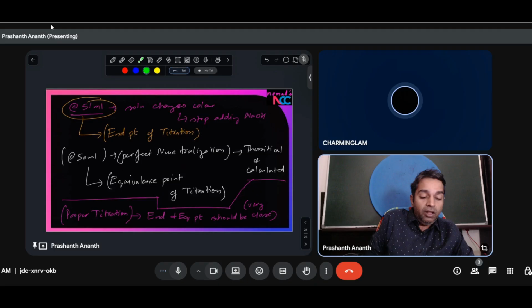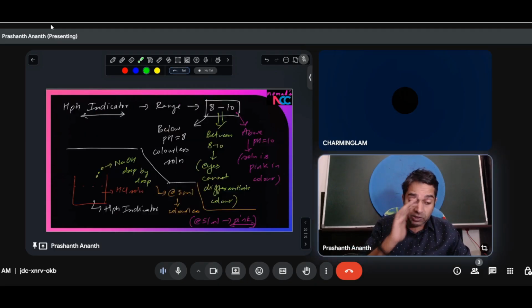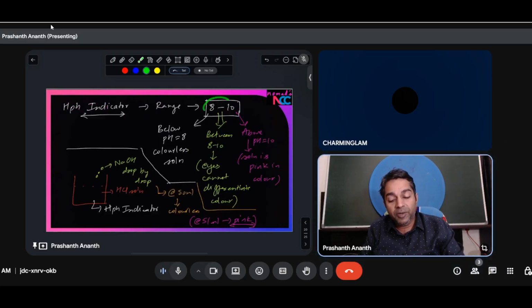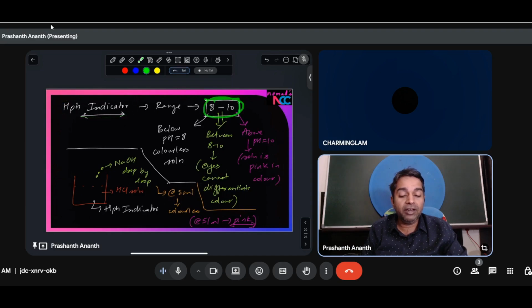Now the next piece over here is to understand how the indicator works. The indicator in this particular case, phenolphthalein, works like this. Every indicator will have what is called an indicator range. In this case, the range of phenolphthalein.